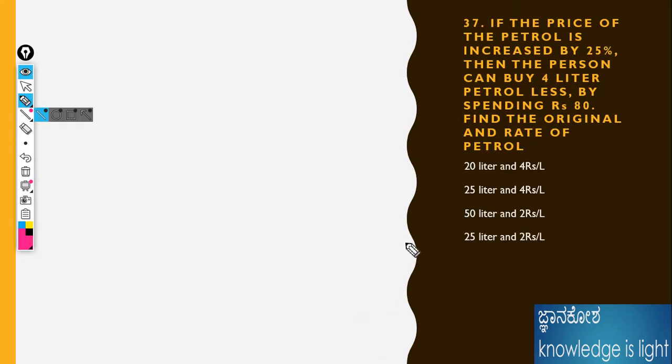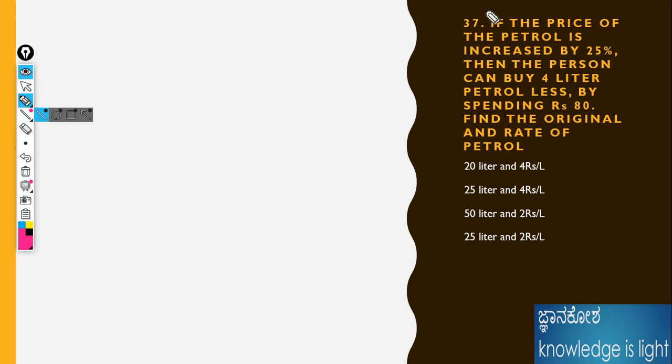Okay, now the problem is: if the price of petrol is increased by 25%, then the person can buy 4 liters less. If the price is increasing, the person can buy less petrol, because he is spending the same amount, rupees 80. What is the original rate of the petrol? What is the question? The question is the original rate of the petrol. Let's see, friends.